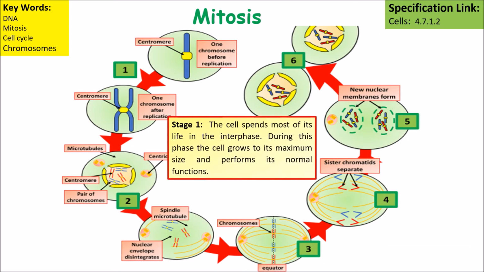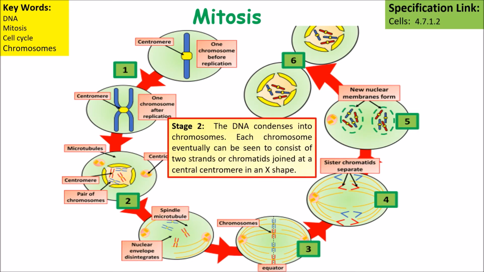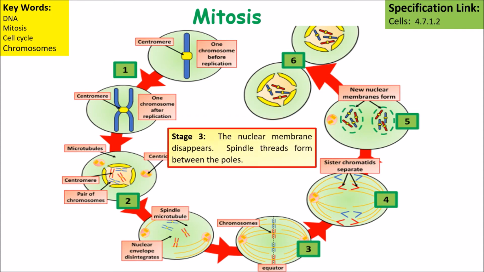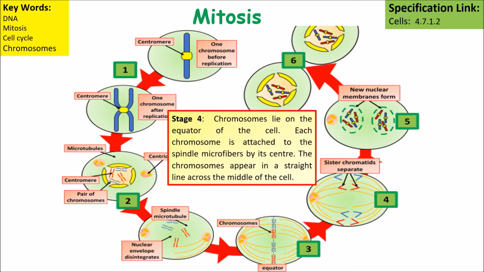So we're looking at the physical process of mitosis. It can be split into more or less six stages. The cell spends most of its life in interphase. During this phase, the cell grows to its maximum size and performs its normal functions. The DNA condenses into chromosomes. Each chromosome eventually can be seen to consist of two strands called chromatids joined at a central centromere in an X shape. The nuclear membrane then disappears and spindle threads form from each of the poles.